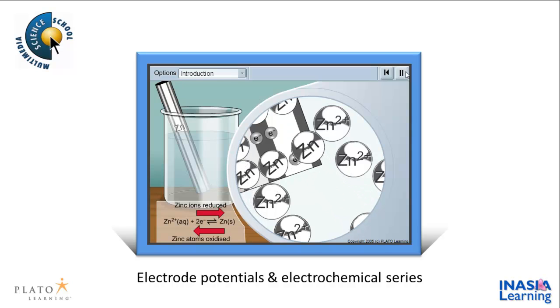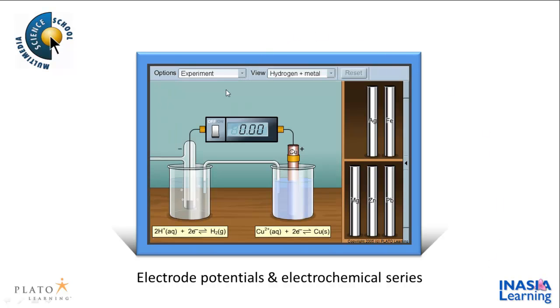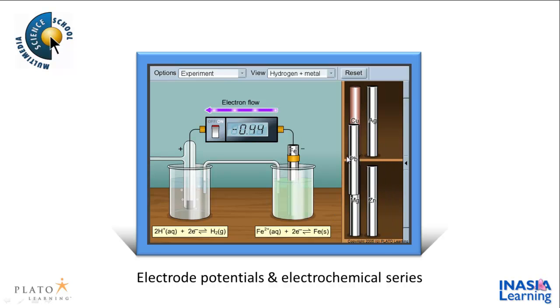At the experiment option for this tool, we can discover the standard electropotential for a selection of metals. As you can see, we have hydrogen on the left and copper on the right. When I click on this switch to complete the circuit, we can see a positive potential difference of 0.34. We can observe the standard electropotential for other metals by moving them onto the right side of the screen.